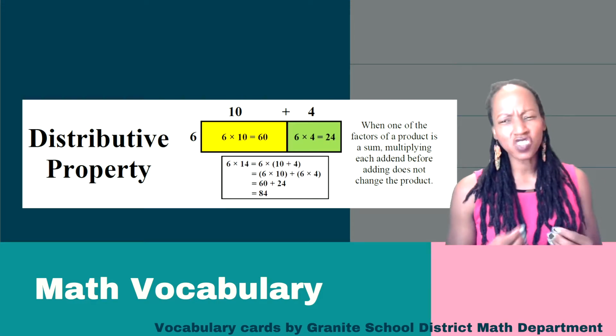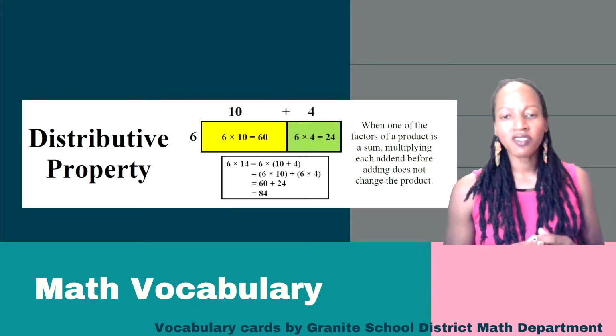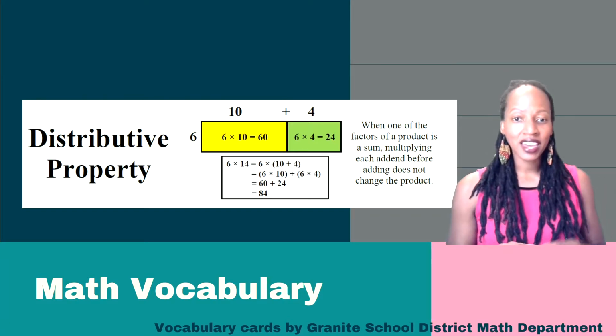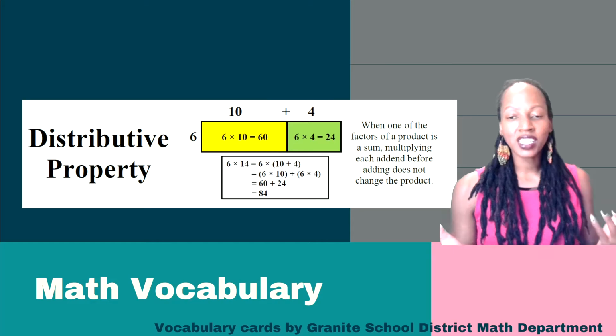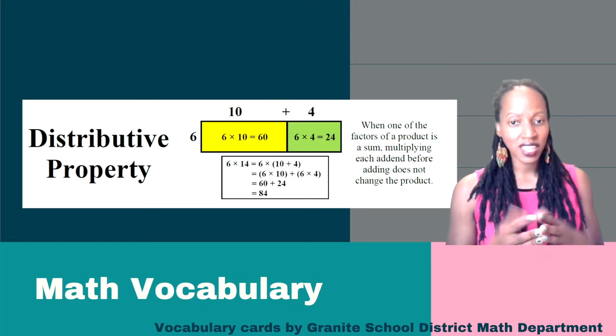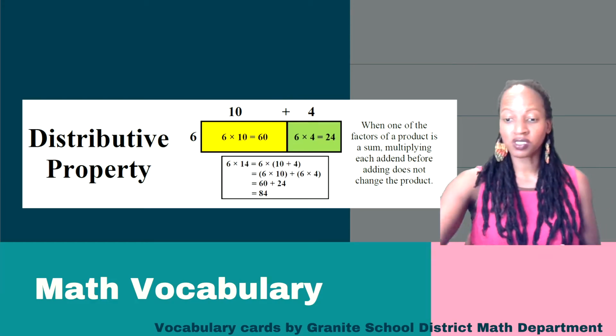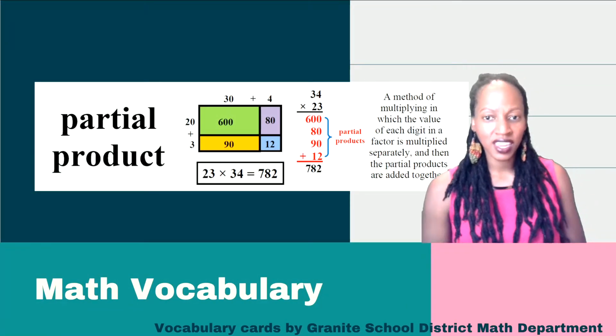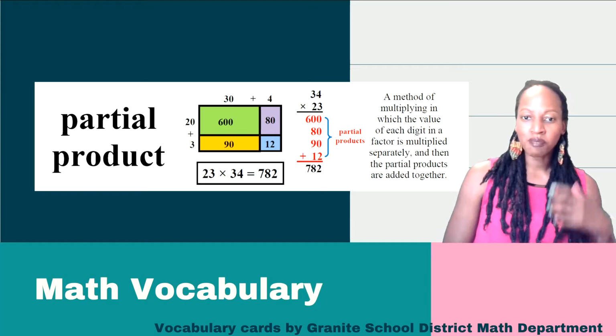And an add-in is just one part of our addition sentence. So if I multiply 6 times 10, and then I add 6 times 4, I could get my total product, okay? And that's what the distributive property shows us. Our last definition that we want to tackle today is called the partial product.